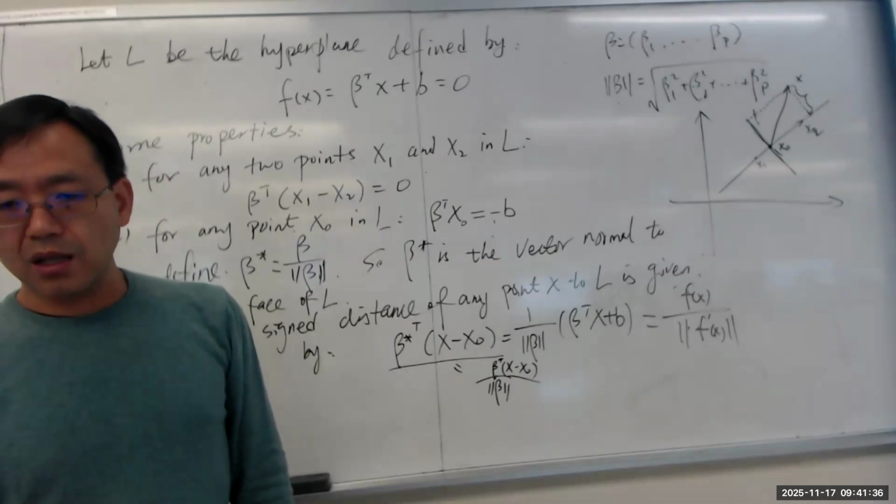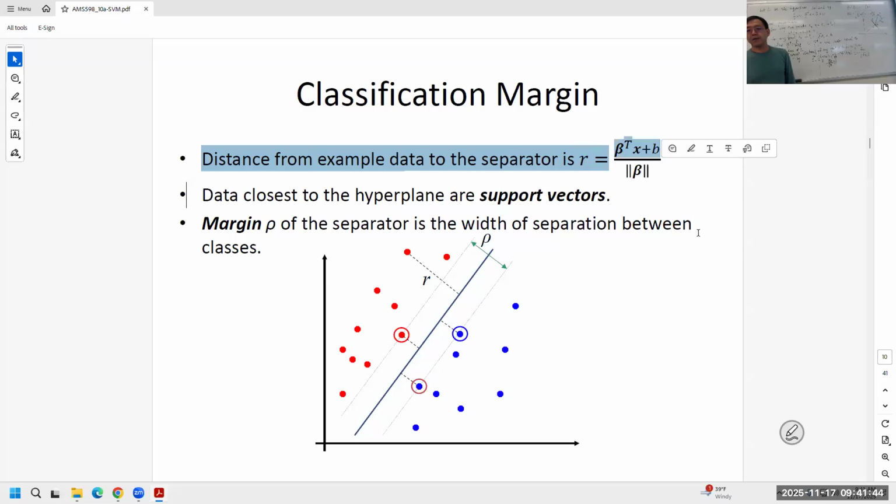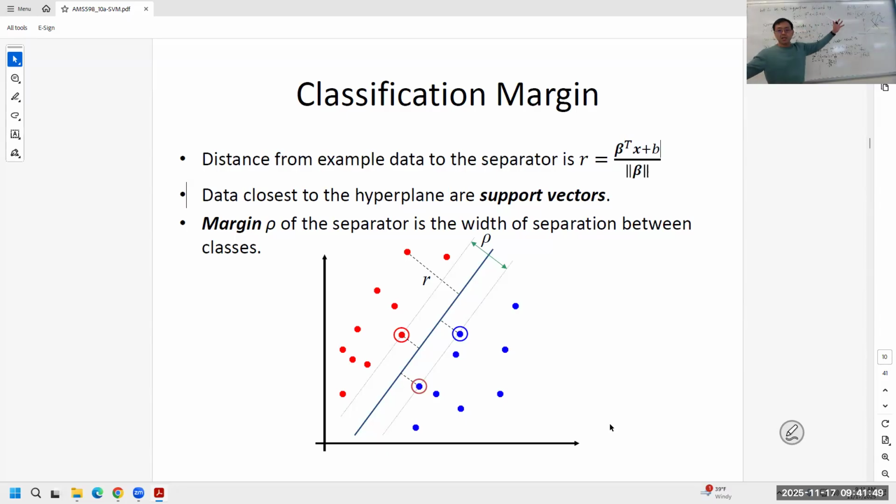So what I wrote on the whiteboard is essentially the explanation for the first line. Therefore, for any point x in the space, the distance to the separator beta transpose x plus b can be defined as beta transpose x plus b divided by the norm of beta, right? So we have this equation. Is this clear? Any questions on this?